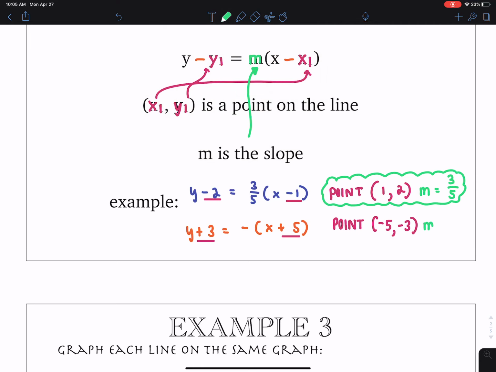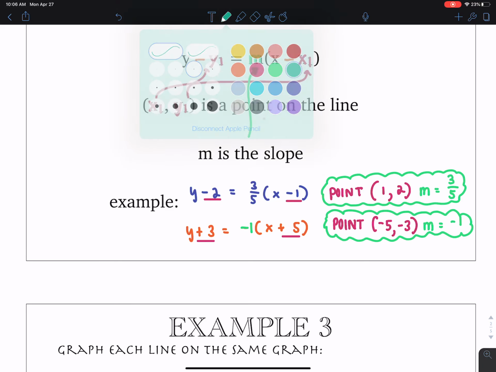So in this case, if we just have a negative sign, that means there's a -1 here. So our slope is going to be -1. And then to use that, we would go down 1, right 1, in order to graph our line. And then sometimes things might be missing.